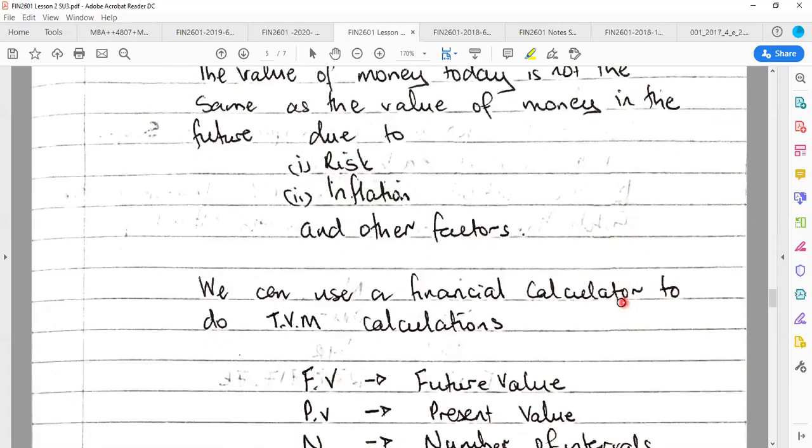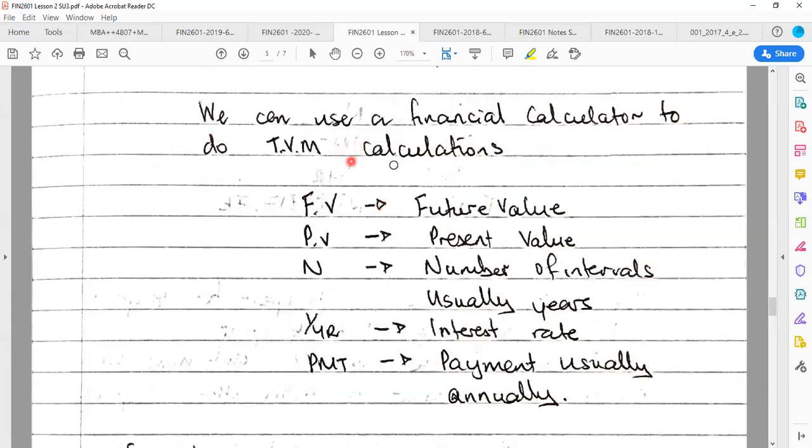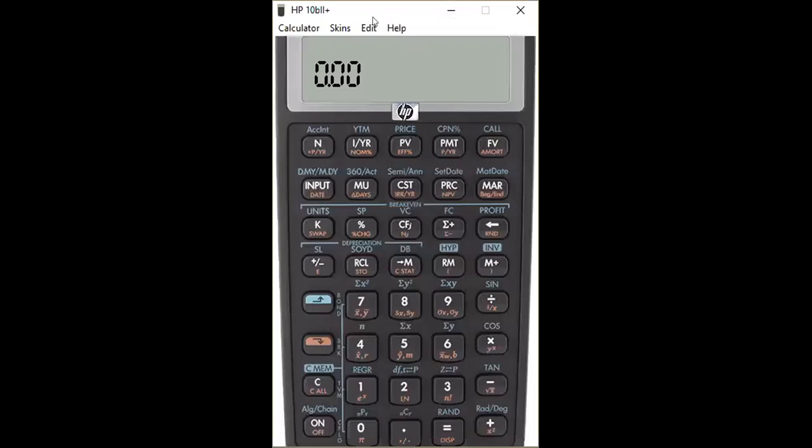So there are various calculations we can do. We can use the financial calculator to do time value of money calculations. In order to determine how much money is worth in the future because of interest rates and inflation, we can do time value of money calculations, even to get the present value if we invest money for a certain number of years and so forth, right? So I want to illustrate to you the important functions on a financial calculator that you need to know about with regards to time value of money, okay?